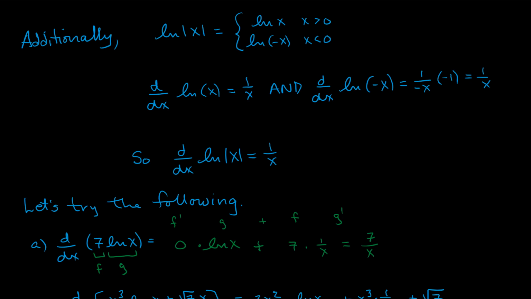If we take the derivative of this first function when x is greater than 0, the derivative of the natural log of x is 1 over x. No big deal.